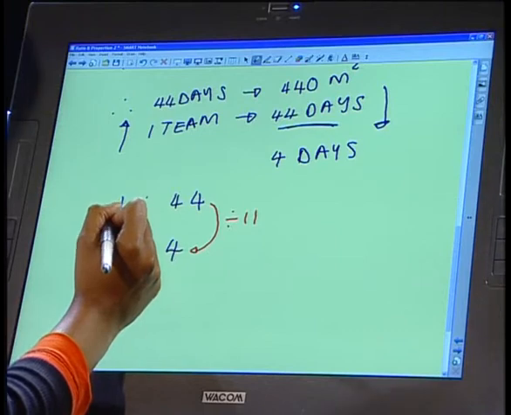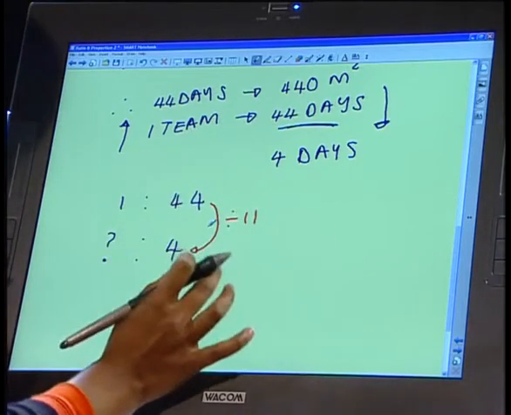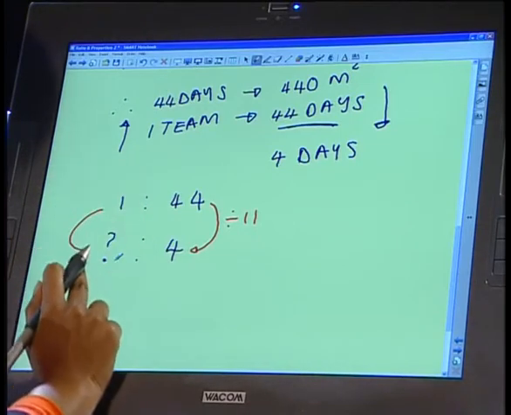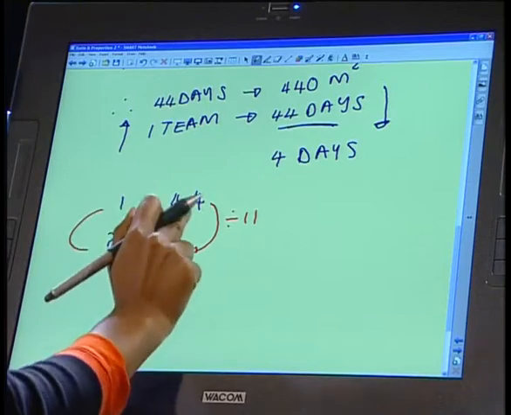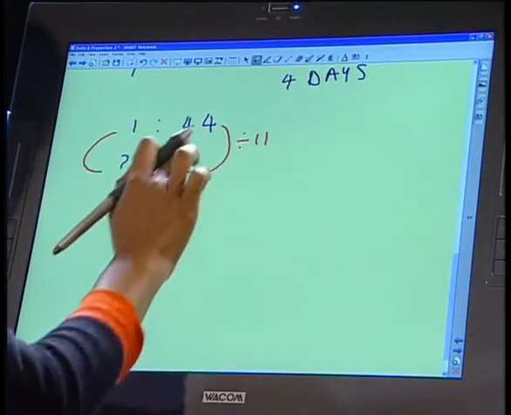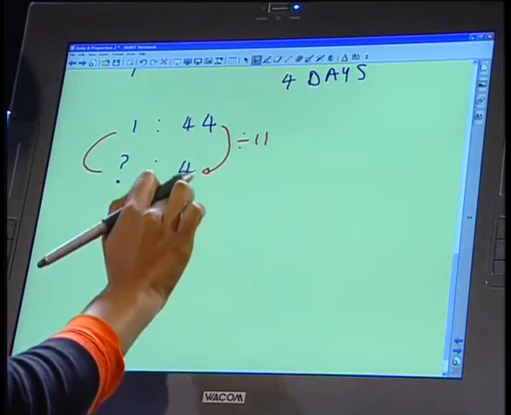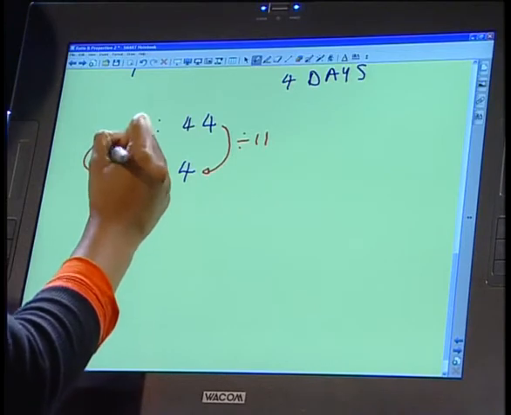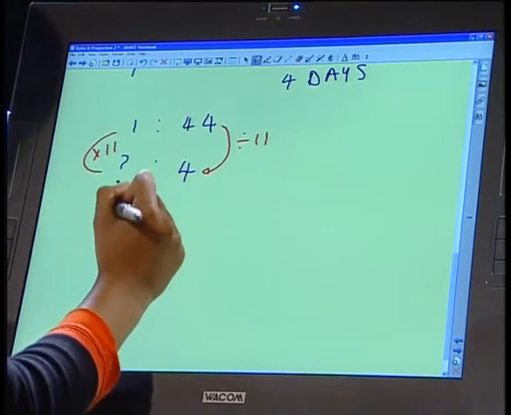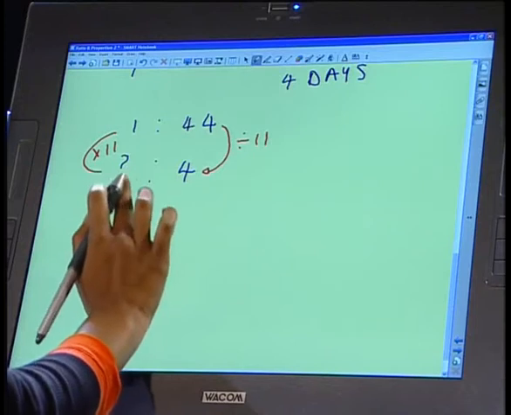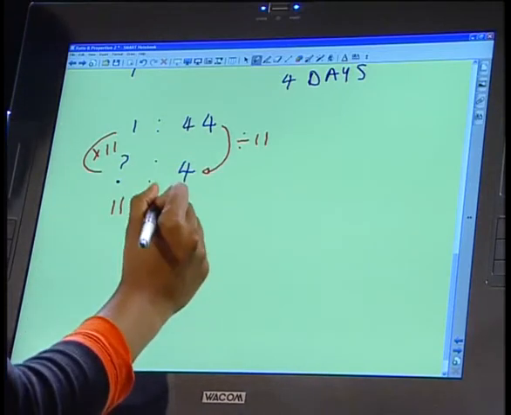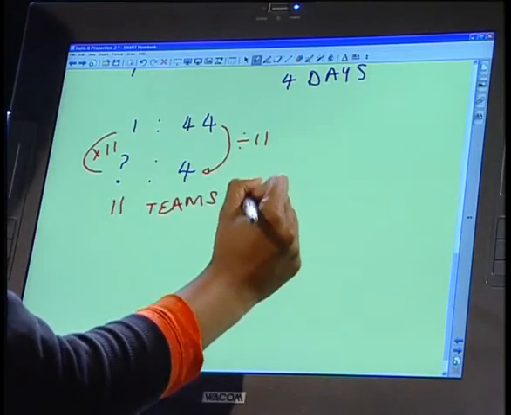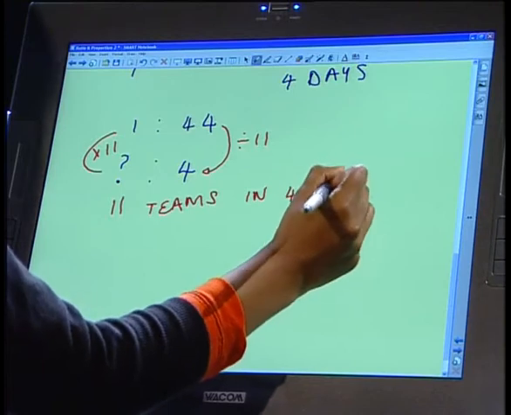So, on this side, because these are inversely proportional, be very careful. I'm not going to divide this by 11. That will give me the wrong answer. Because these teams and the number of days are inversely proportional, if I divide 44 by 11 to get to 4, I need to times the number of teams by 11. So 1 times 11 will give me 11 is to 4. So therefore 11 teams will complete this job in 4 days.